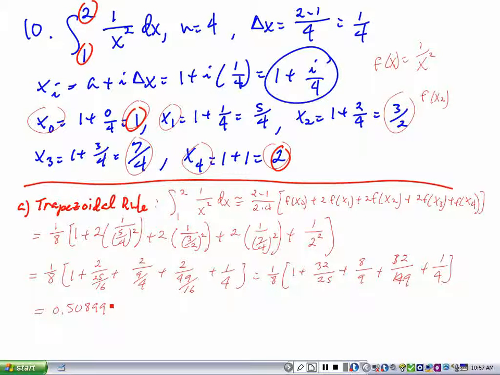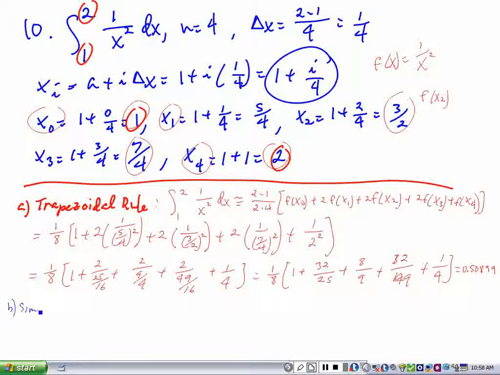Now part B, I will need some of this information to work out part B. And we can borrow something from the trapezoidal rule. Let's see if we can put our answer here, 0.50899, and let's see if we can squeeze in the result there for part B.